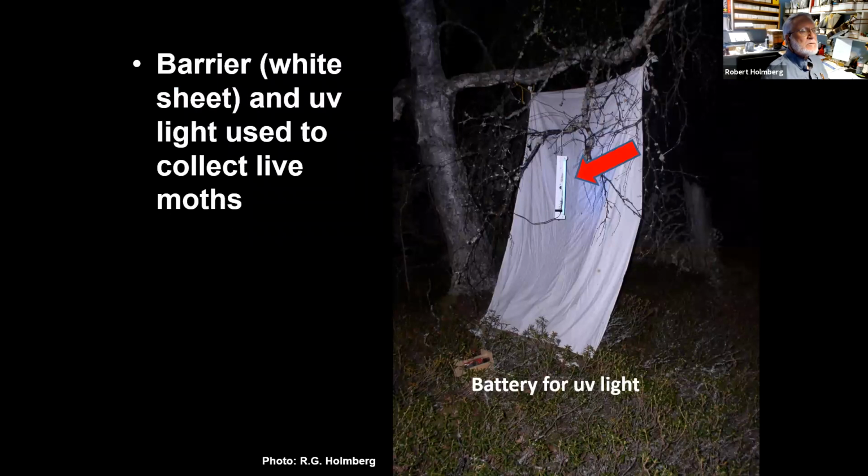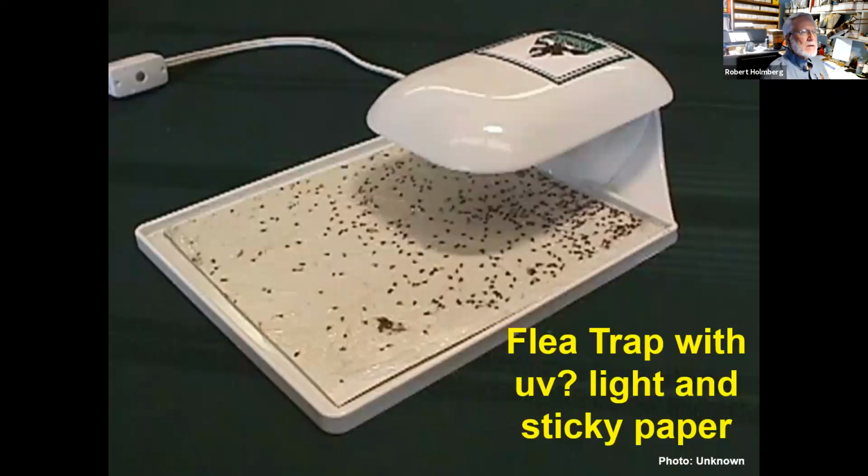Here's another sort of barrier trap using a UV light for capturing live moths. So you put out the trap at night, moths are attracted to it. They fly into the sheet or piece of white cloth, and they settle there, and then you can pick them off with forceps or your fingers or an aspirator of some type, and get the insects. This, I think, is using a UV light. It is a flea trap, and if you get that many fleas, you've got problems.